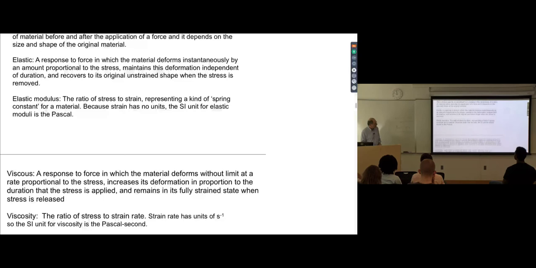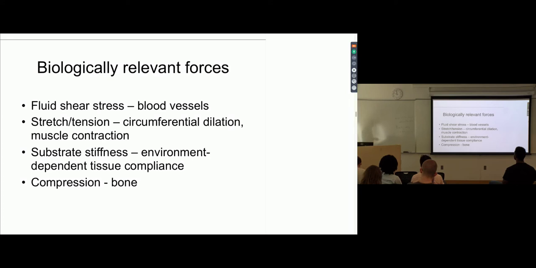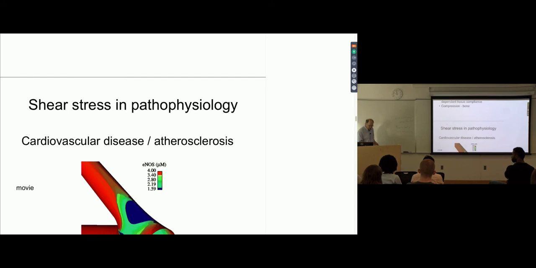Okay, so the next couple of slides are things in case you want reminders; in the notes will be definitions of all this jargon. So I want to finish with a couple of places where this stuff becomes important. So I mentioned already that there's fluid shear stress in the blood vessels, there's stretch and tension during breathing, muscle contraction, all kinds of stuff, and stiffness changes in the tissue, and that can make environmentally dependent tissue differences. And there's a lot of compressive stresses in bone and other things. So I won't have time to go through everything, but I do want to show you a couple of examples.